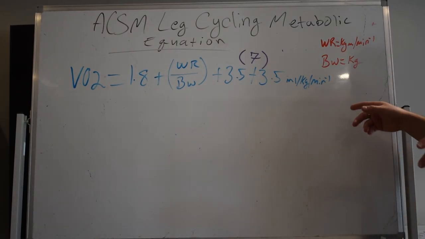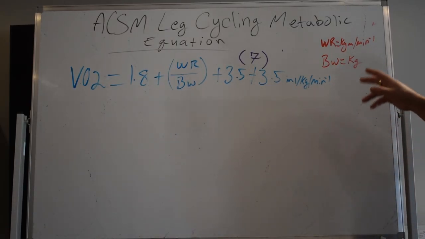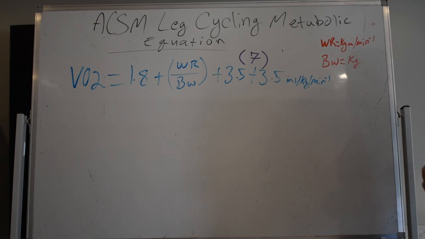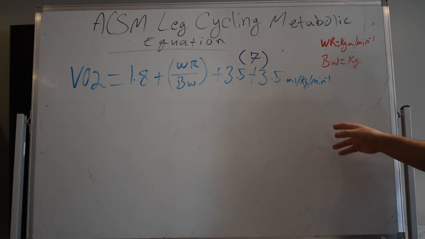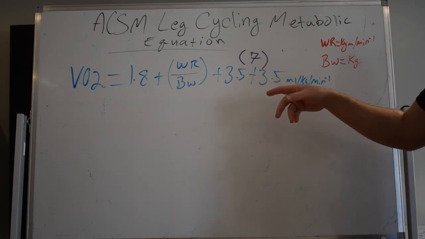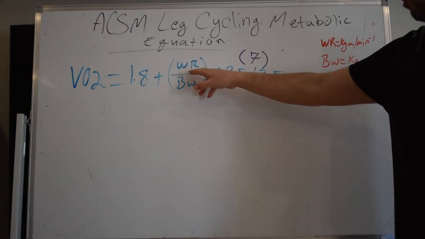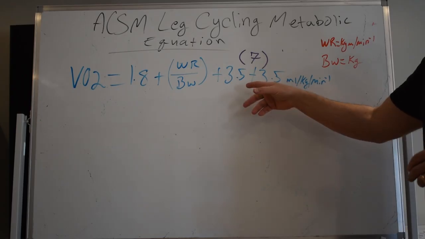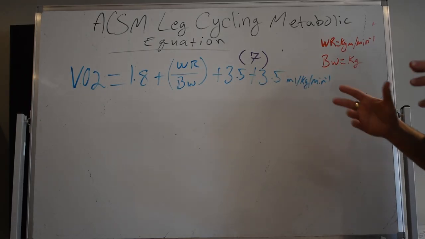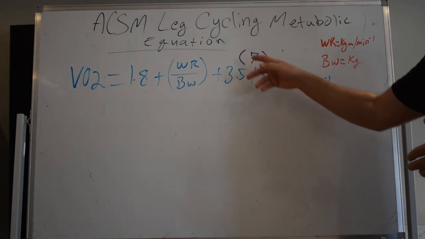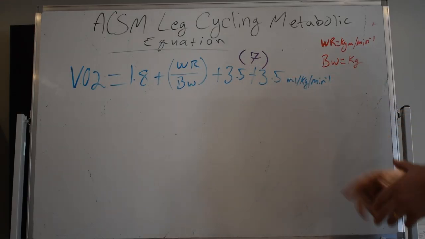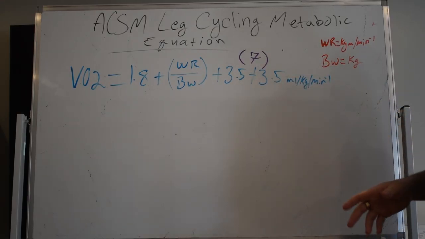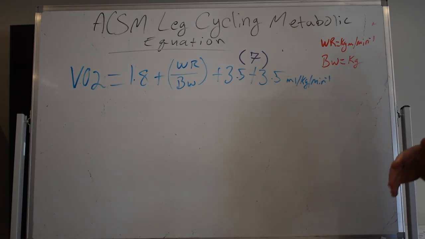So here is the base equation written out in the blue. The base equation can be written as you see: VO2 equals 1.8 plus work rate divided by body weight, that's in parentheses, and then plus 3.5 plus 3.5. You can definitely shorten that to plus 7 if you want. I wrote that in purple up here. Very basic, straightforward equation, but like I said in the last video, there are two caveats.